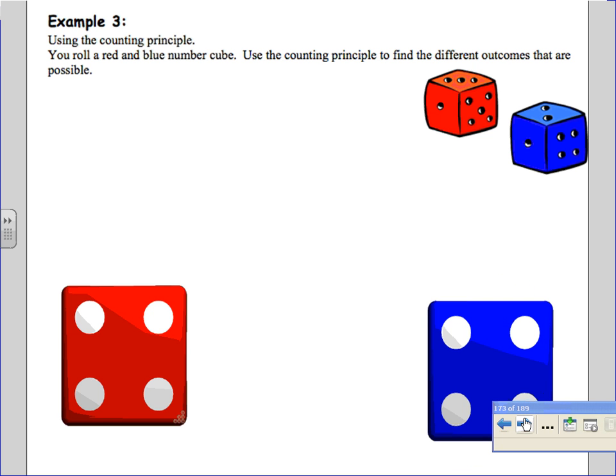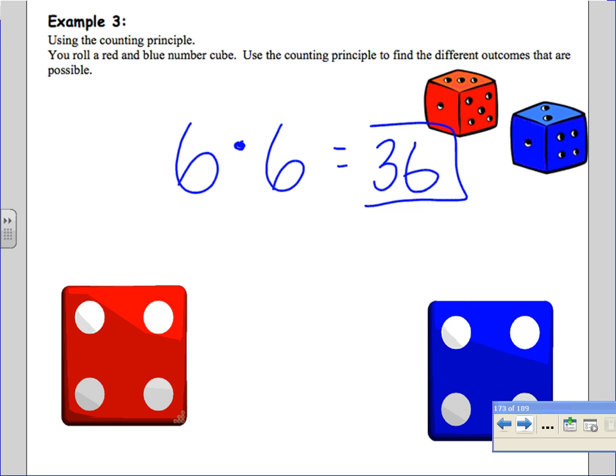How many options do we have for the red number cube? Mary? 6, because we're using the counting principle. How many options are there for the blue? Sean? Good, 6. So 6 times 6? 36. So on this one, there's 36 possible outcomes.